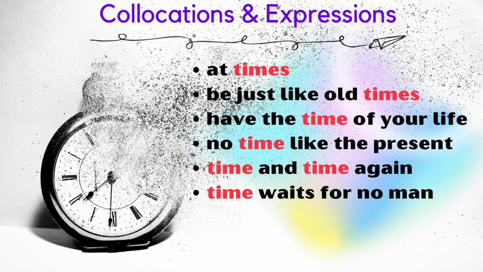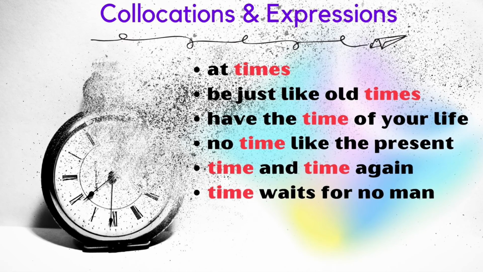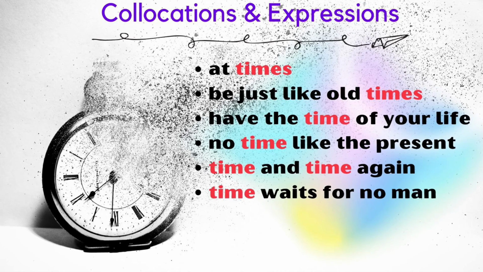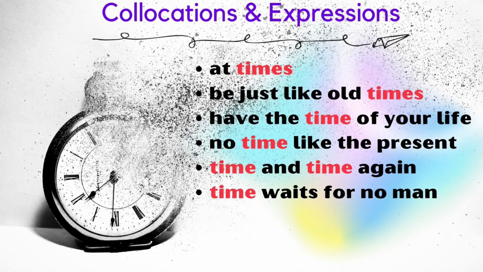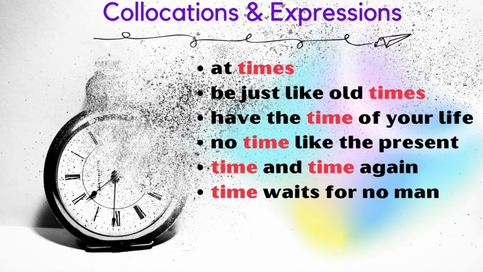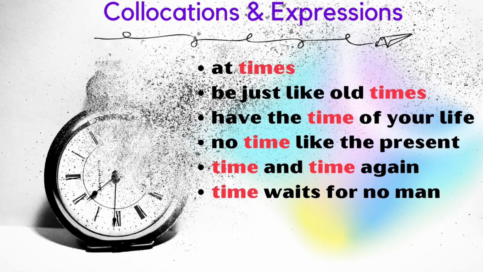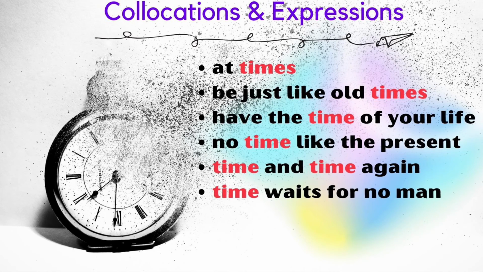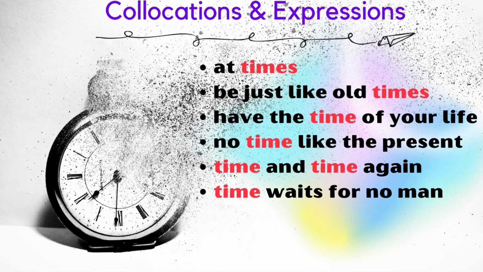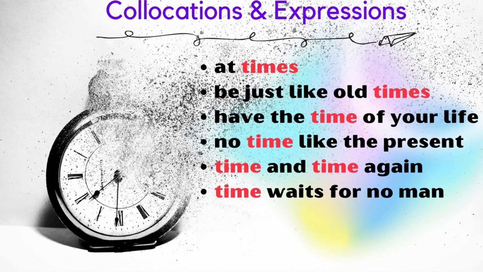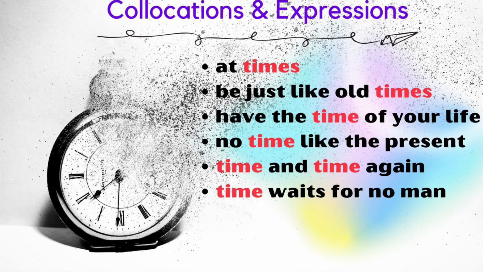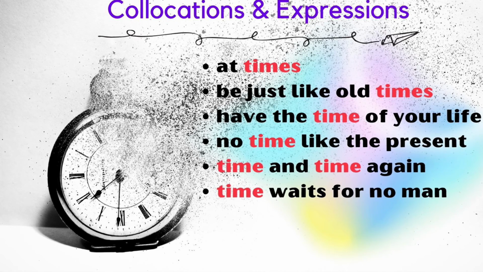And last but not least, the collocations and expressions about time. We have at times, be just like old times, have the time of your life, no time like the present, time and time again, and time waits for no man. If you are not sure of the meanings of the words and phrases here, you may check in the dictionary or online dictionary. So, head over to the Google Classroom and answer all the exercises. Again, don't forget to screenshot your score and send it together with the assignment.